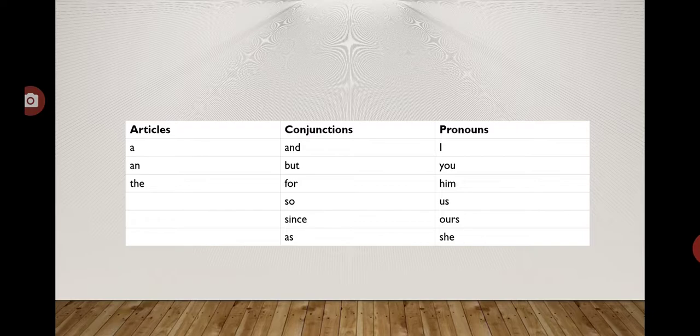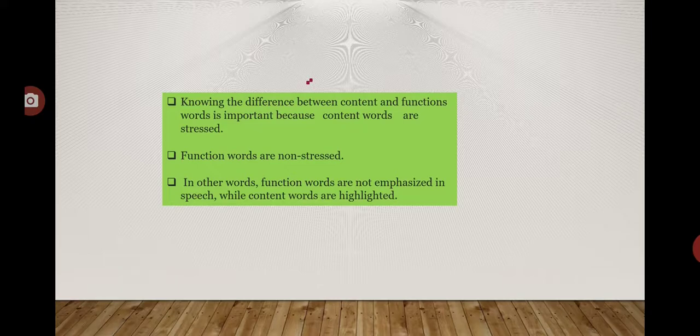Okay, and the is familiar, right? So here we have different examples, many more examples. Then next, how do you conclude this section?